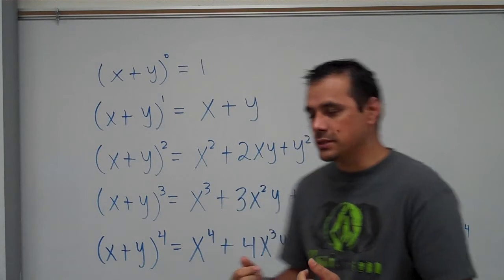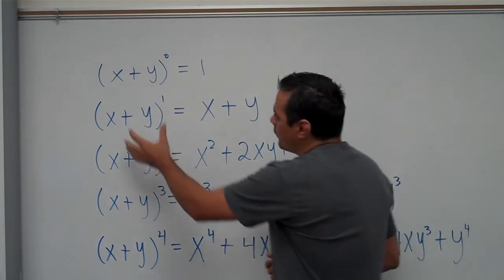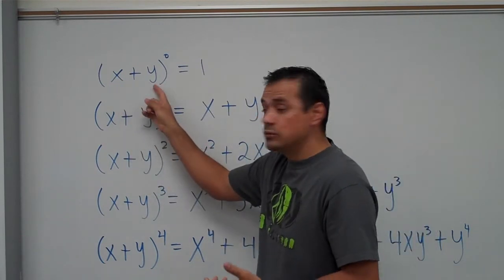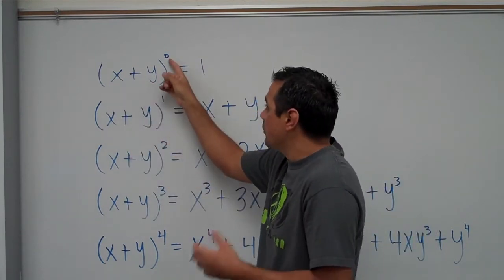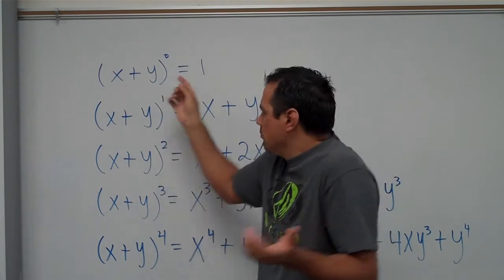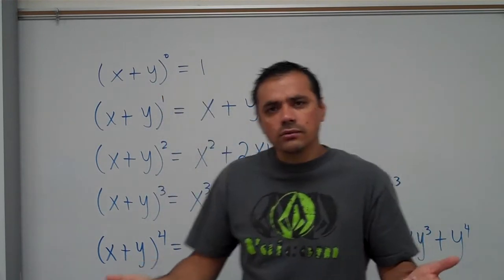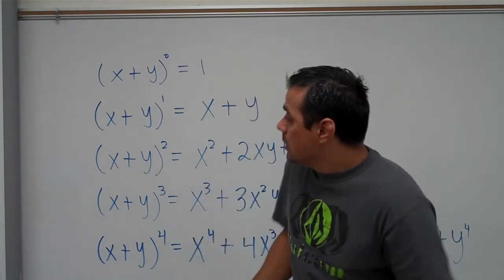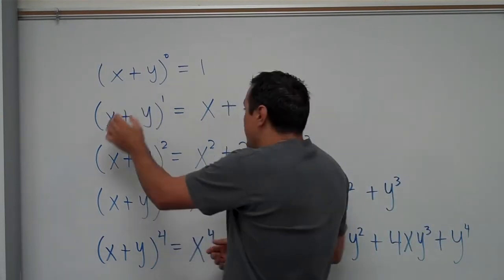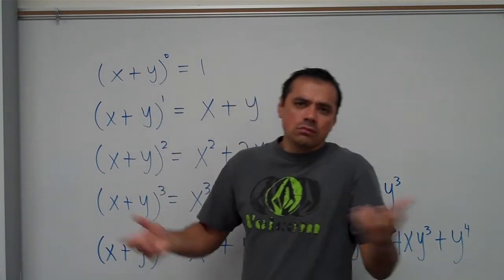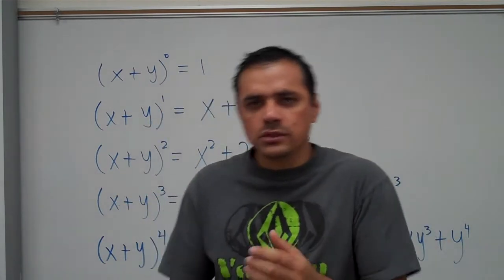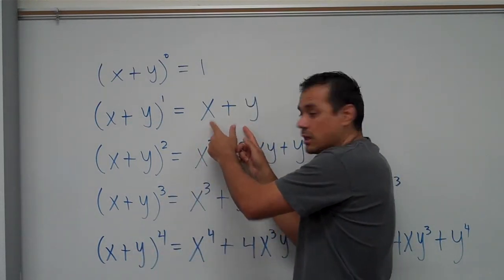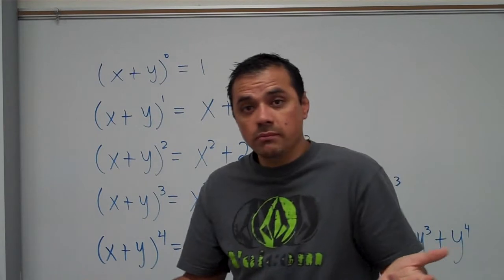If you have a binomial, meaning two terms, and you raise it to the 0 power, that's 1, because any number to the 0 power is always 1. But what if I take the same binomial and raise it to the first power? Anything to the first power is whatever that number is, so it doesn't change. It's just x plus y.